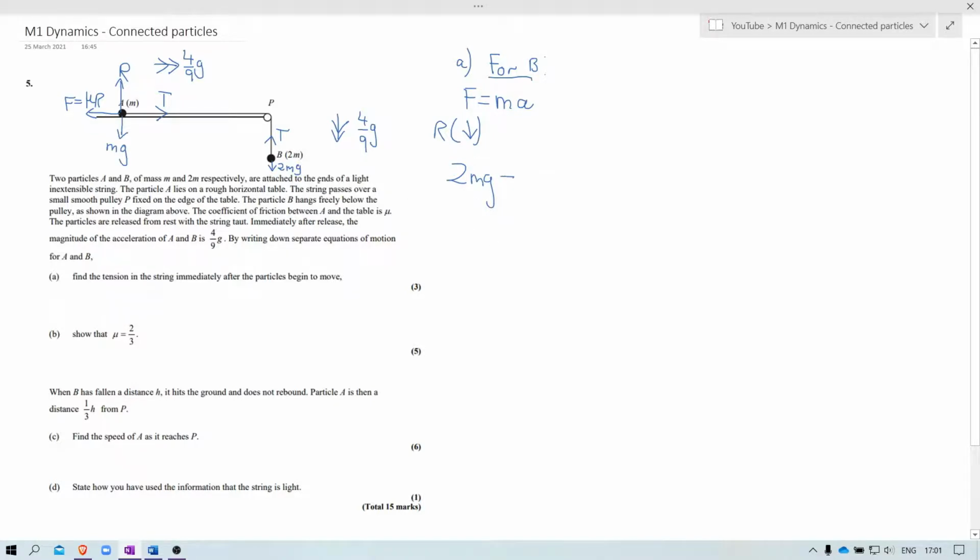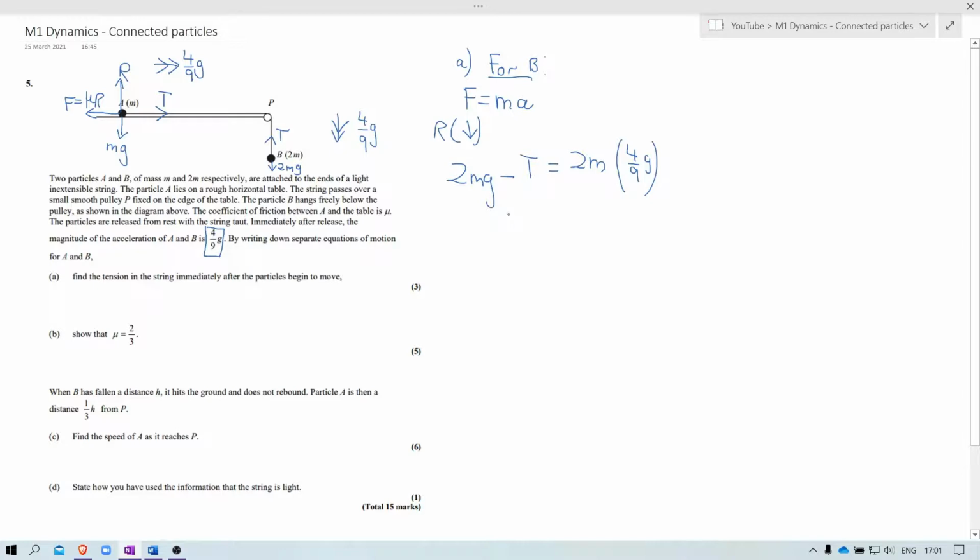What are we going to take away? Well, what are the forces acting upwards? It's tension, T. And that's equal to the mass of this particle, which is 2m, and the acceleration, which the question told us way back over here was 4/9 g. But of course I had a great diagram, so it was all easy.